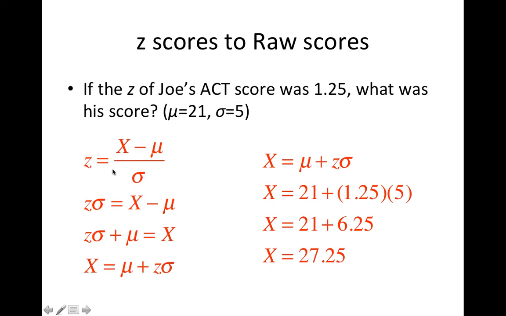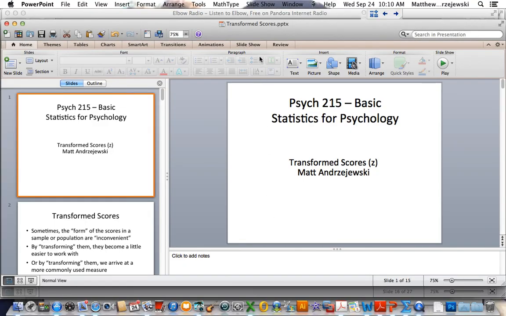If we look at the formula for the Z, take the score minus mean divided by the standard deviation. If we do a little algebra and move the sigma over to this side, we get Z sigma equals X minus mu. And if we move the mu over to the other side, we get Z sigma plus mu equals X. If we reorganize that a little bit further, we say X is equal to mu plus Z times sigma. So what I've done here is transfer that formula over here. If we want to know Joe's raw score, we know that his Z score was 1.25. We get 21 plus 1.25 times 5, which is the standard deviation, and we find that Joe's ACT score is 27.25.